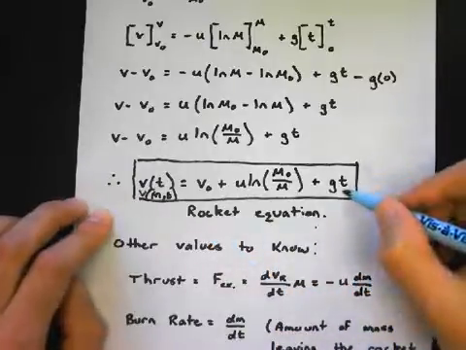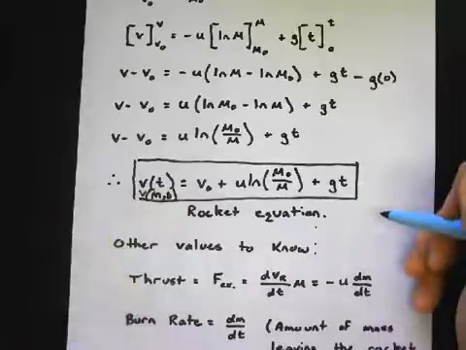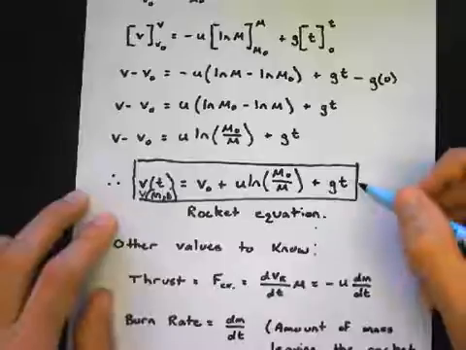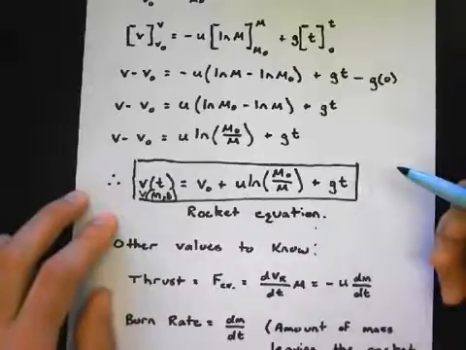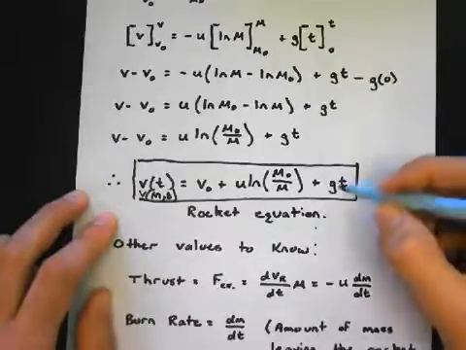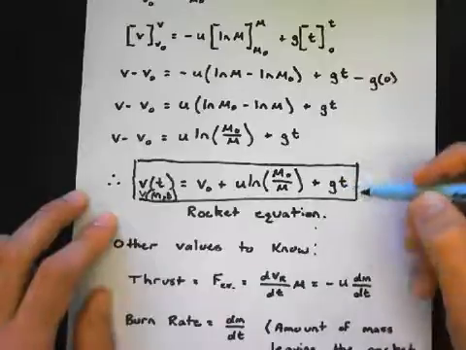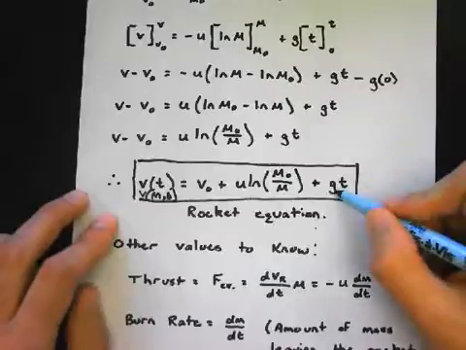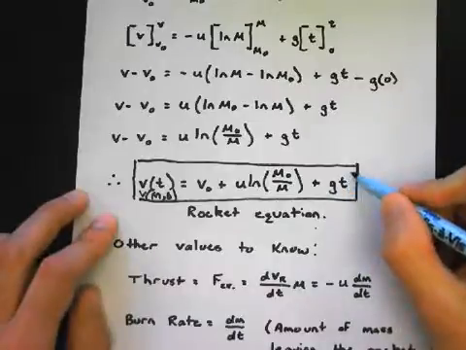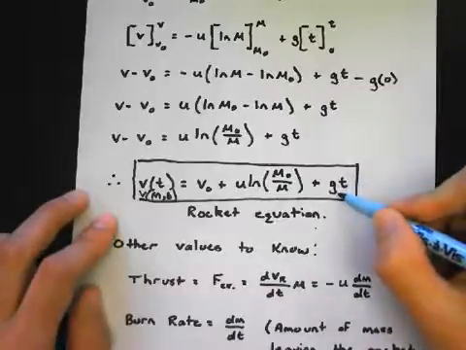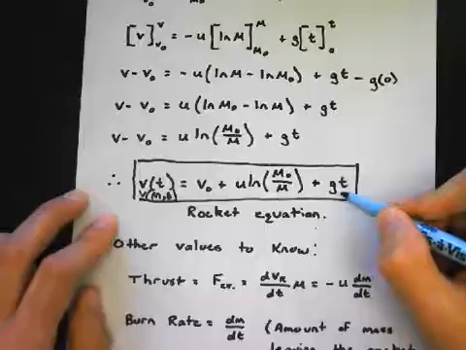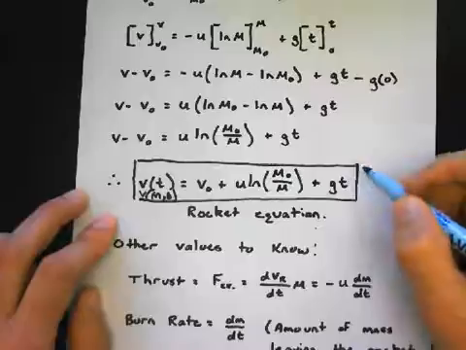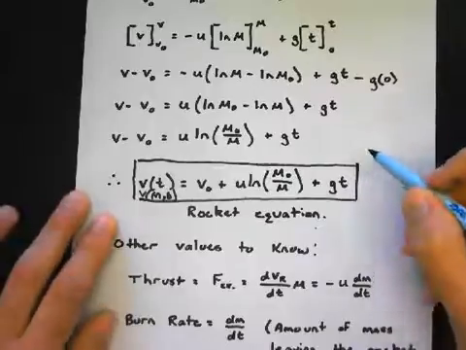So if the rocket is in outer space, far enough away from Earth so that gravity doesn't have a very large effect on it, we can get rid of this term, because that g, that negative 9.8 meters per second squared, would go to 0 if it's very far away from Earth.